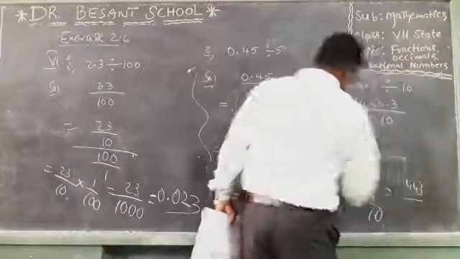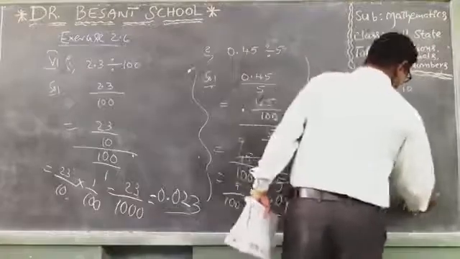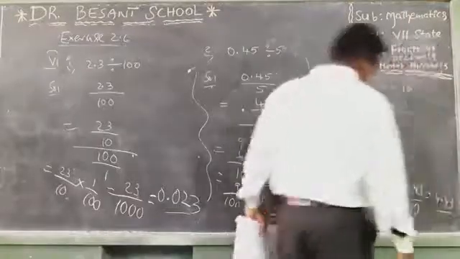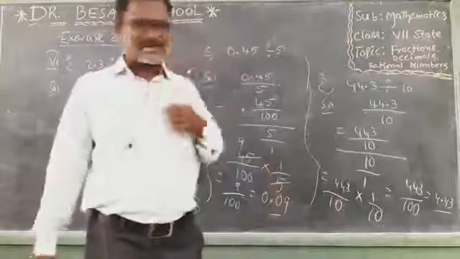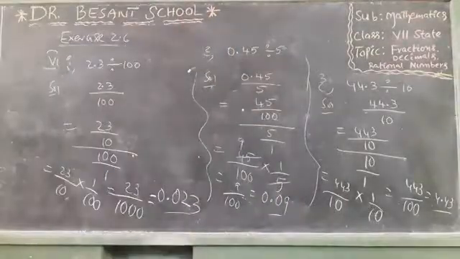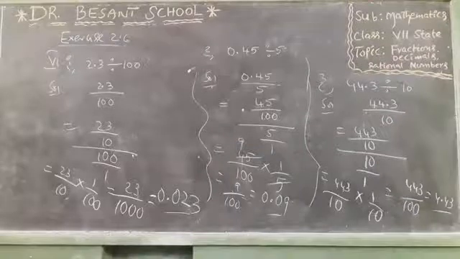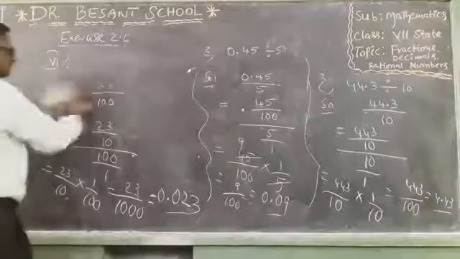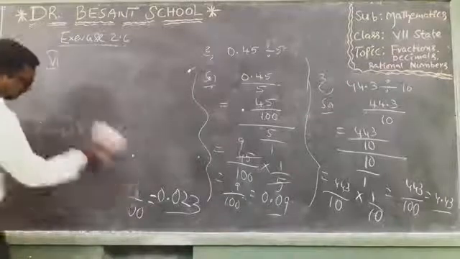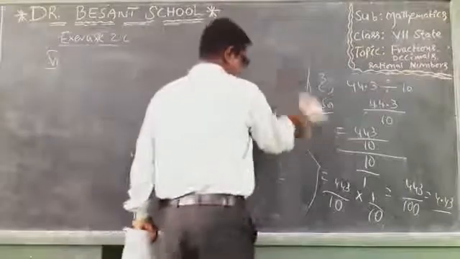This is 443 into 1. By denominator is 10 tens are 100. It comes as 4.43. 443 by 100 means 4.43. Did you understand children how we are doing these problems without normal divisions? Yes. So first we are converting these decimals into fractions by expressing the denominators as powers of 10. Then we are simplifying. Okay children.